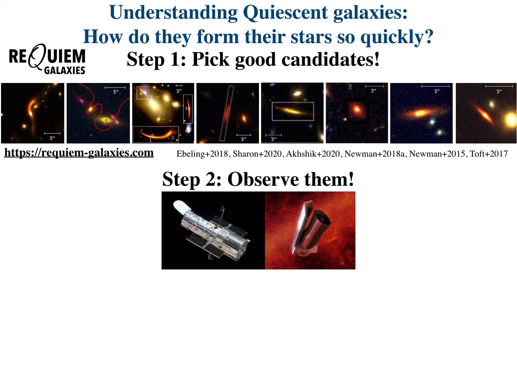After picking the targets, we need to observe them. We observe them using Hubble and Spitzer space telescopes. We also have a ton of data from past observations, all publicly available. And we're going to combine all this new and old observational data to study these galaxies.